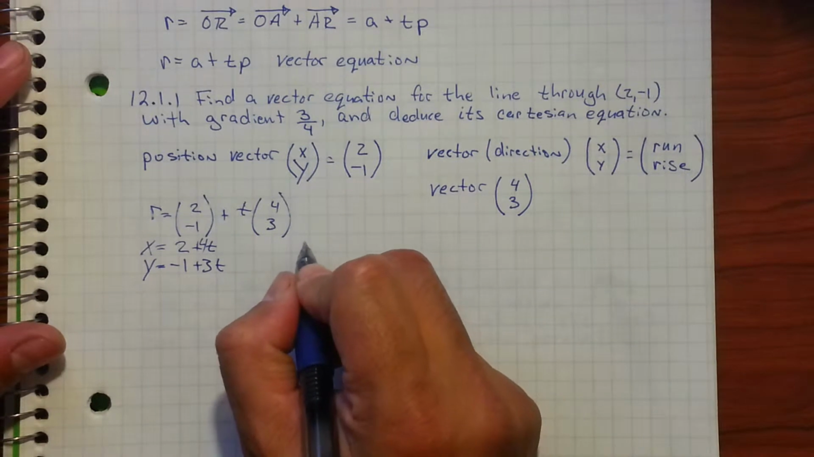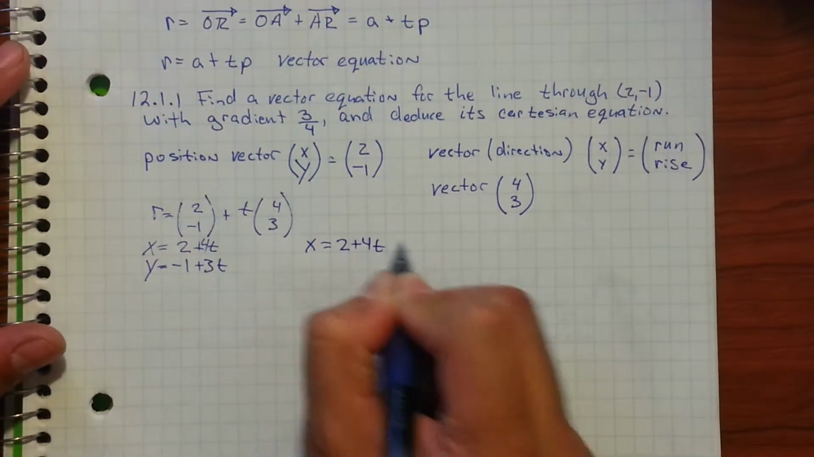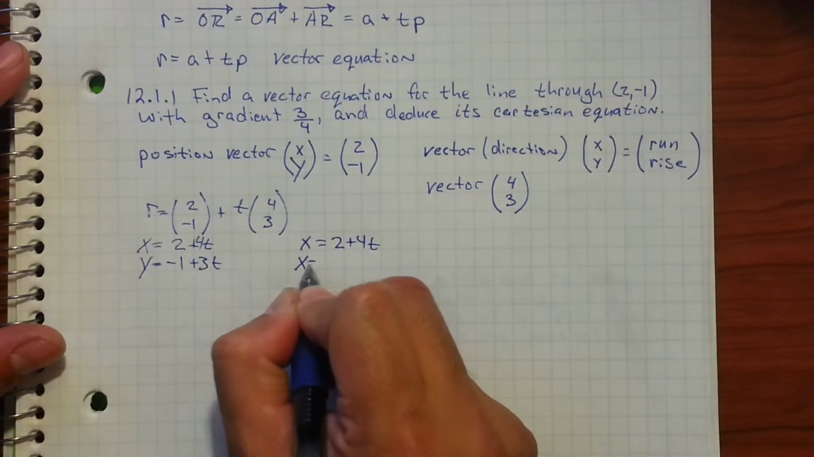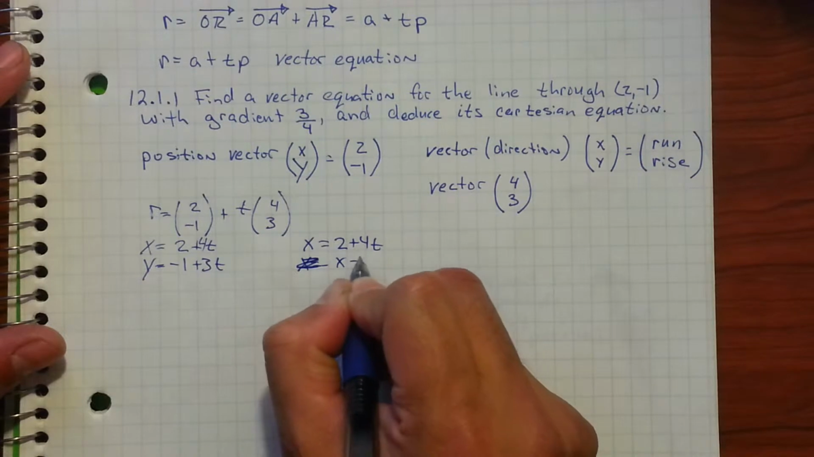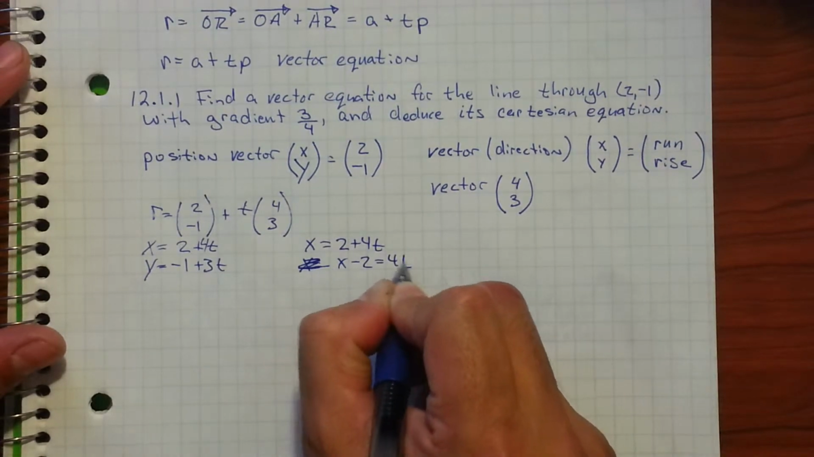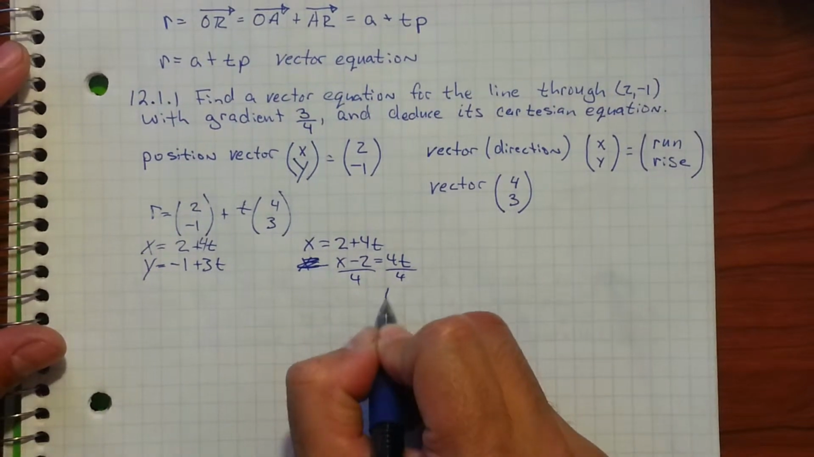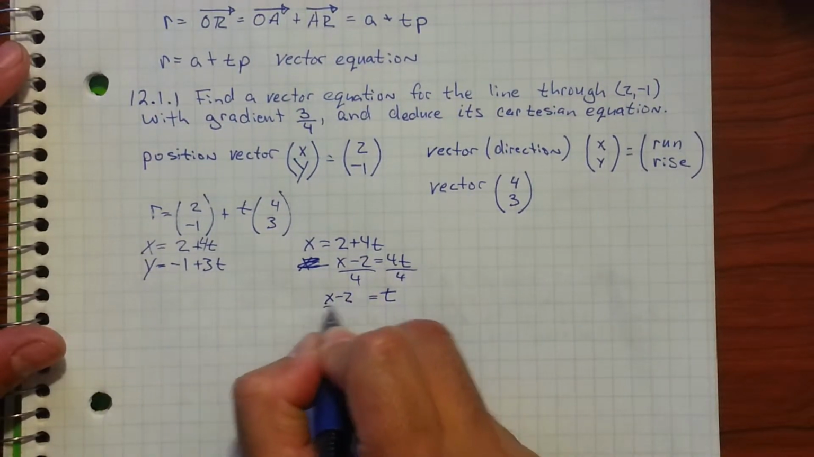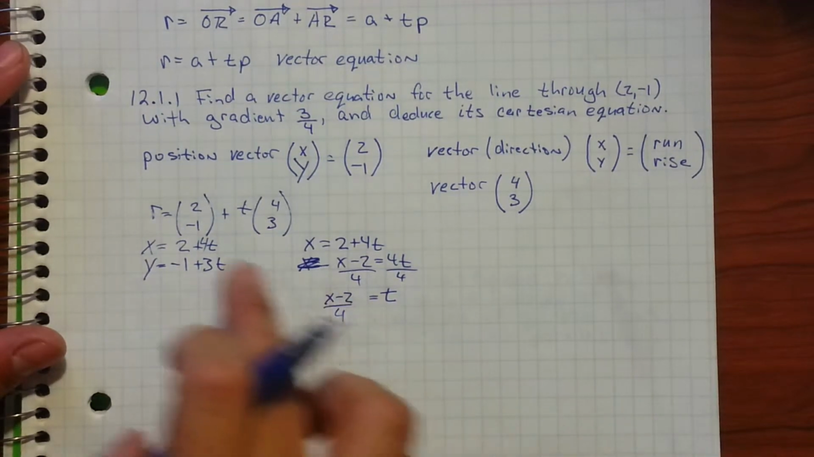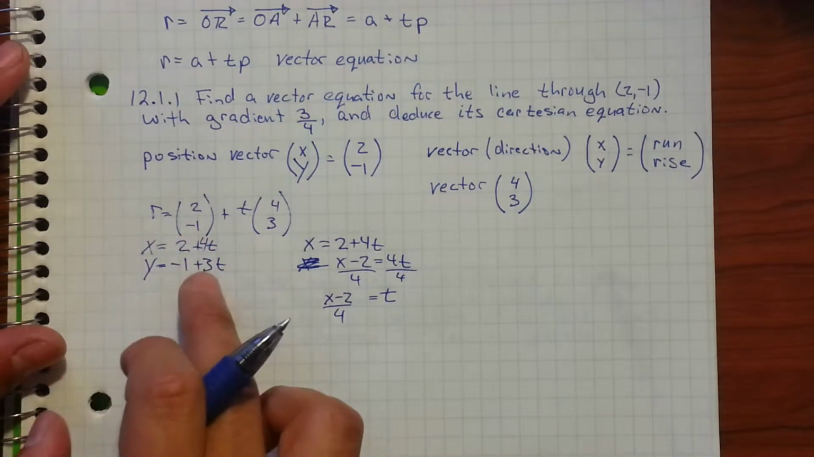So let's take a look: x equals 2 plus 4t. Subtract 2, so x minus 2 equals 4t. Divide both sides by 4. t is equal to (x minus 2) over 4. So I'm going to replace that into the y equation for this problem right here.